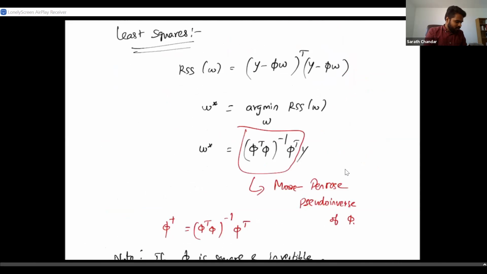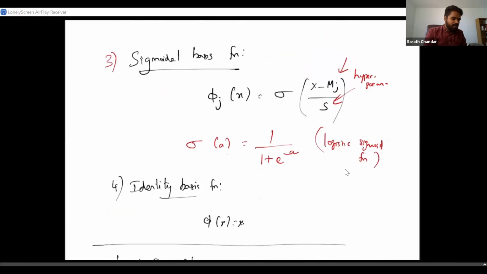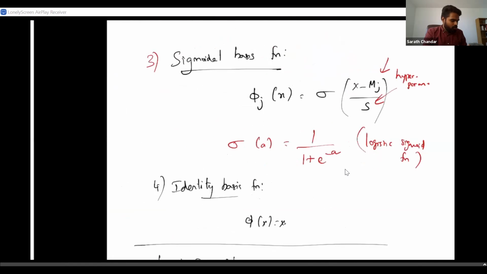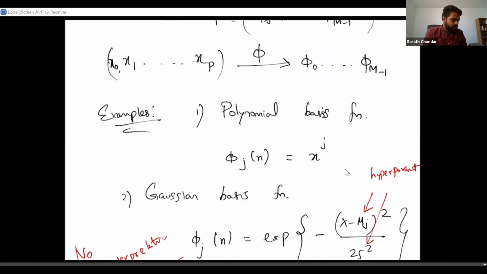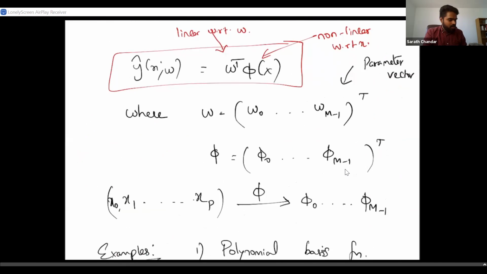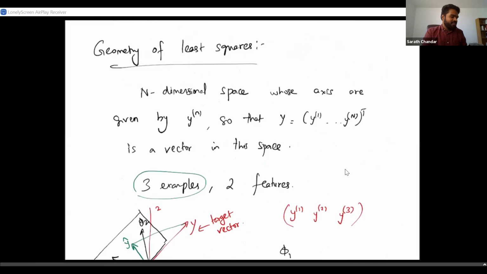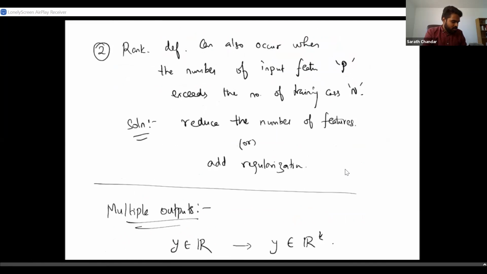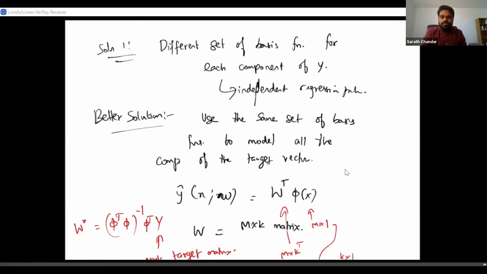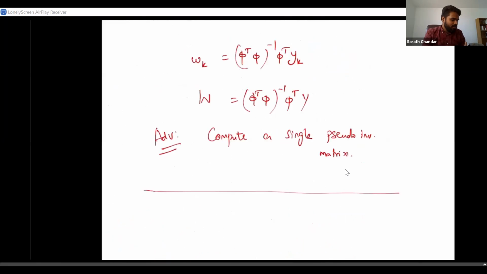But we did have some visualizations for sigmoidal basis functions, or Gaussian basis functions, or polynomial basis functions. Then we looked at the geometry of least squares. We also discussed how to do linear regression when you have multiple outputs. So that is where we stopped.